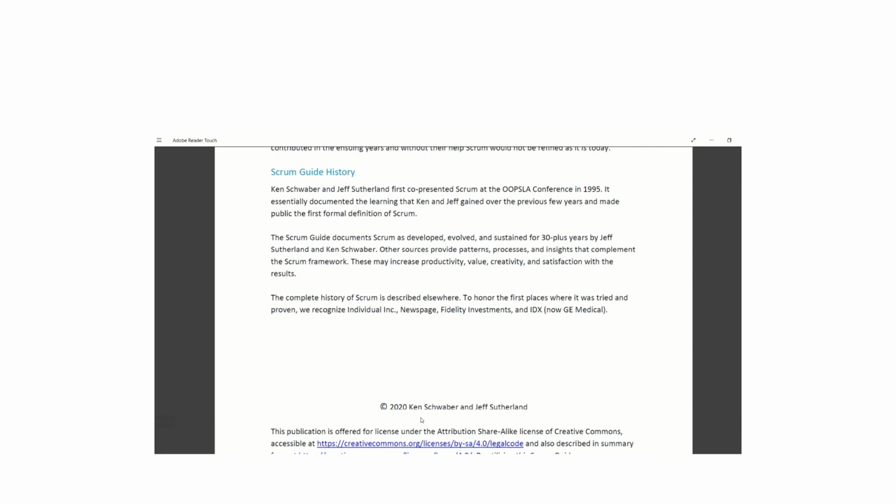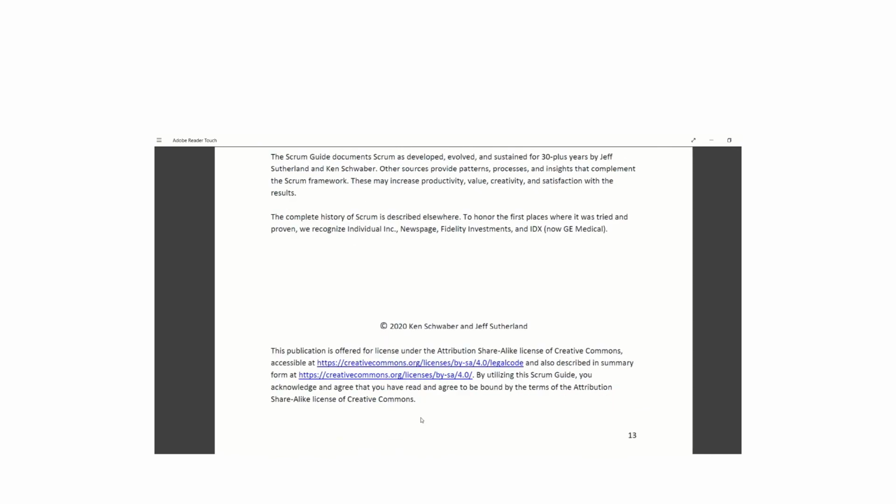To honor the first places where it was tried and proven, we recognize Individual Inc., Newspaper Fidelity Investments and IDX. And now it is in GE Medical.